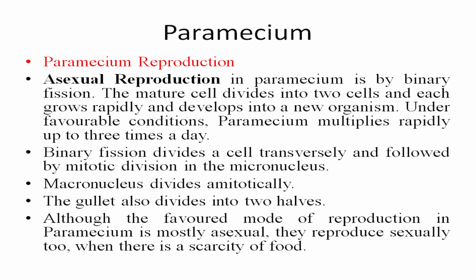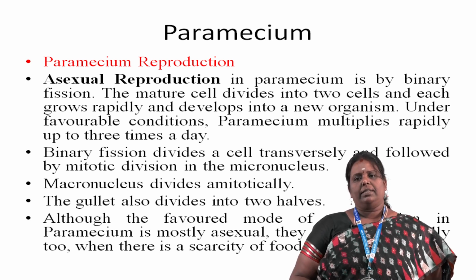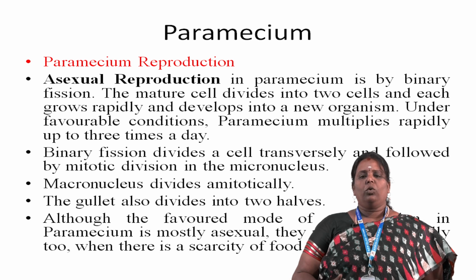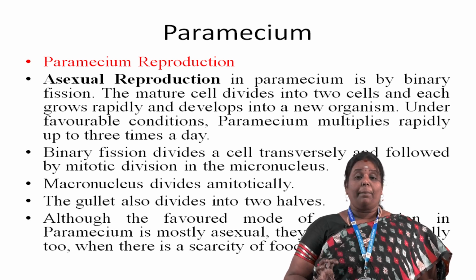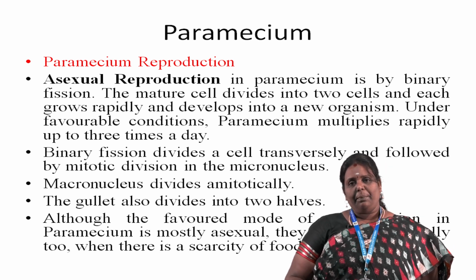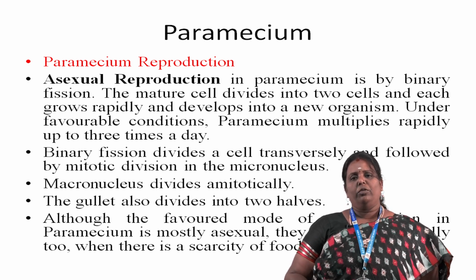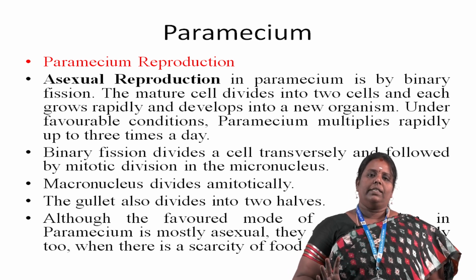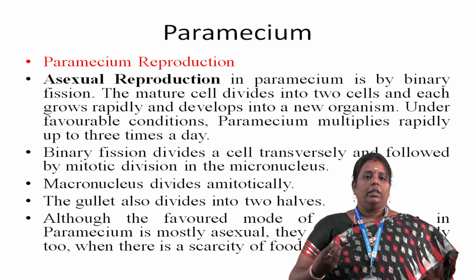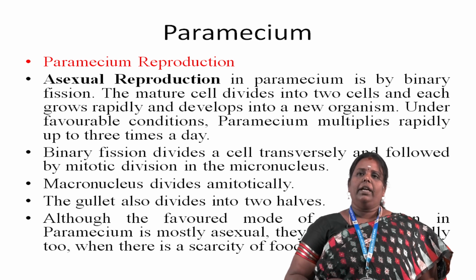In binary fission the cell divides transversely, not horizontally, followed by mitotic division of the macronucleus, and all the materials are also divided into two halves of the cell. At that time we must not forget the oral apparatus and its role during reproduction. The oral apparatus disappears. Why does the oral apparatus disappear? After that, how would it take food material? They cannot take food material during reproduction. Just you have to know the oral apparatus disappears during reproduction. They don't take any food material during reproduction.